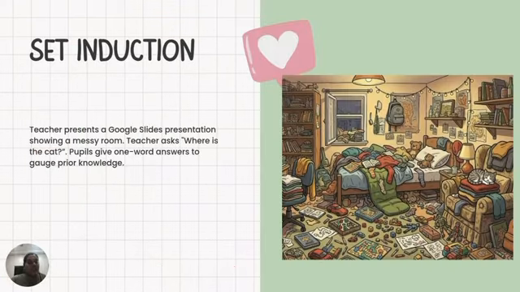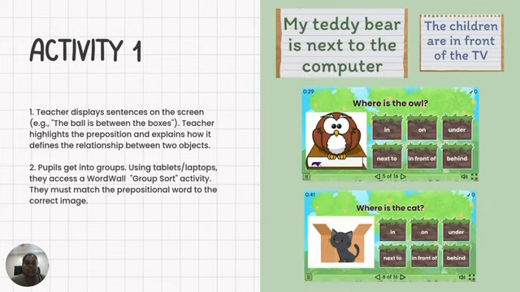To set induction, the teacher presents a Google Slides presentation showing a messy room. Teacher asks, where is the cat? People give one word answers to gauge their prior knowledge about prepositions. Moving further, for activity 1, the teacher displays sentences on the screen. Example, as you can see over here, the ball is between the boxes. Teacher highlights the preposition and explains how it defines the relationship between two objects.